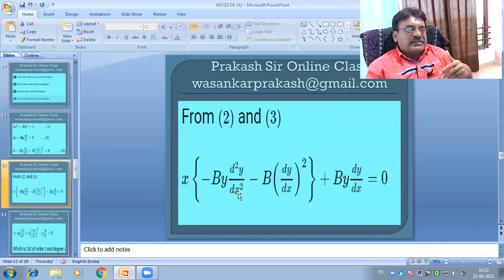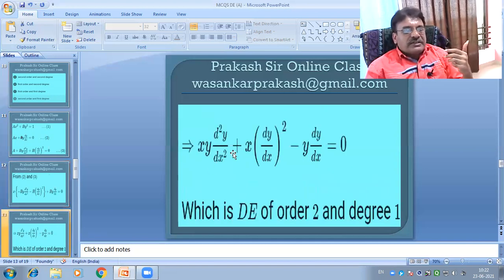That is, in this equation we divide both sides by b, then here b cancels, here b cancels, here b cancels, and 0 by b gives 0. That is, here b is eliminated. Then here x into minus y minus xy into d2y/dx square minus x (dy/dx) whole square plus by into dy/dx. So we get this here.